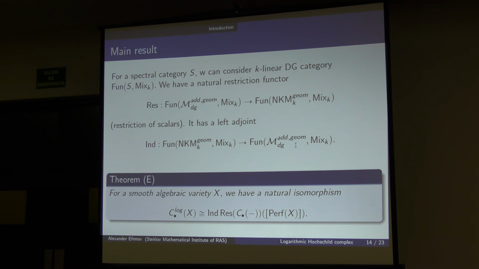The main result is that the logarithmic Hochschild complex, which I defined above, is given by such a composition. We first take the functor of Hochschild complexes on these geometric non-proper DG categories, restrict it to smooth and proper, and then take the left adjoint to the restriction.